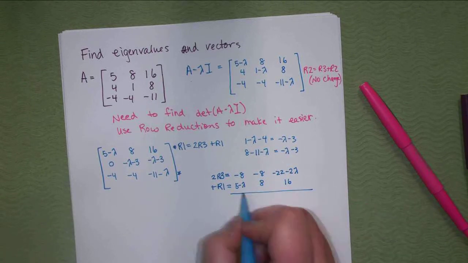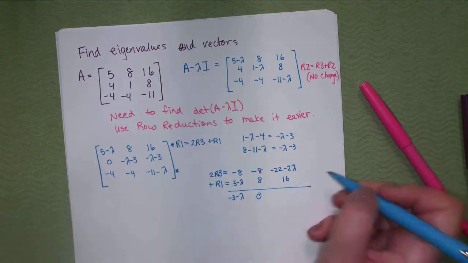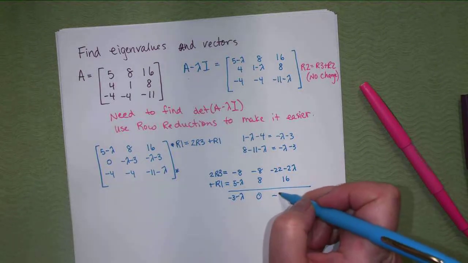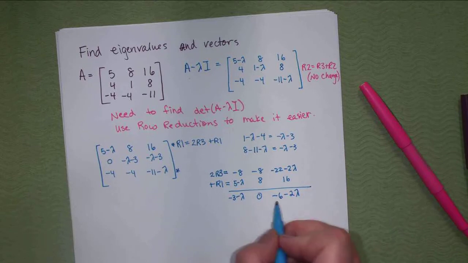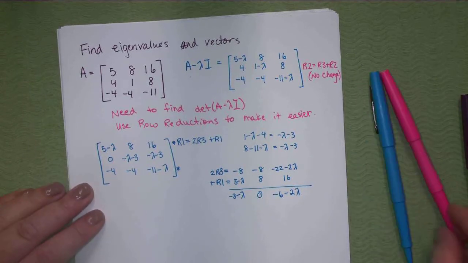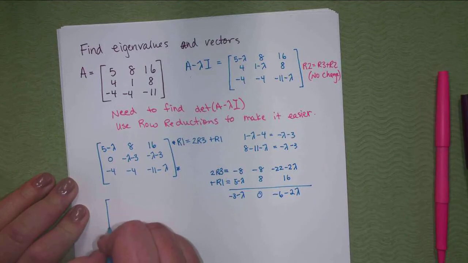add them together. Here we will have minus 3 minus lambda, 0, and here, seeing a lot of the similar numbers, okay? Which is fine, because we're supposed to have infinitely many solutions, so the numbers are going to have to match up later anyway. Okay, so let's replace that. So that is our new row 1.